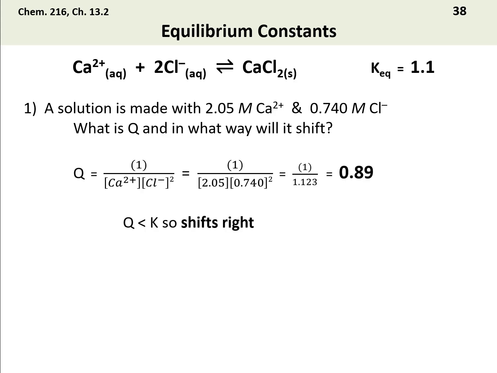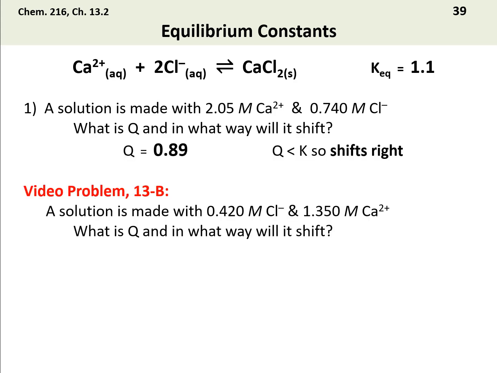All right, so here it is on the screen. We figure out our equation for Q. We plug in our concentrations, and we find our value for Q. Then we compare that to K. All right, why don't you guys do another one? This is the same equation, but now we're going to be able to calculate a new Q and figure out its shift. All right, so that's video problem 13B.